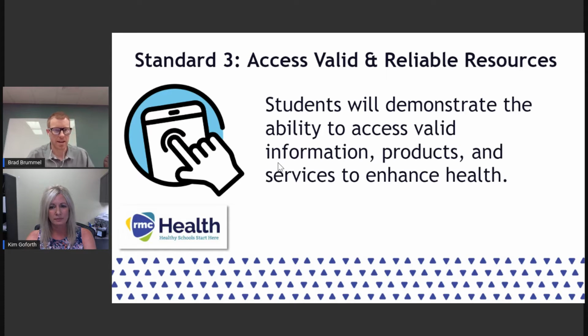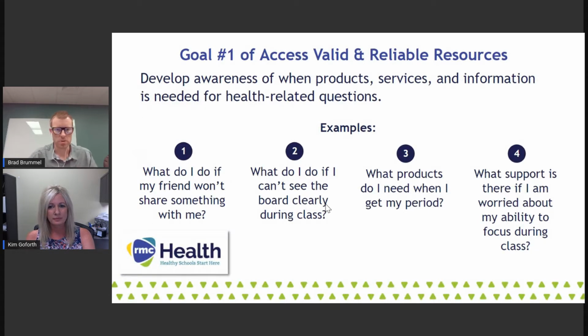I think that this is a skill that can help any content area, but certainly when we're trying to improve our health and make health-enhancing behaviors. So we have 3 goals for Standard 3. For accessing valid and reliable resources, goal number 1 is all about when these products, services, and information are needed. So we're trying to develop the awareness of knowing when we need this health product, or this service, or this specific information related to our health. And you can see some examples below that would fall under goal number 1.